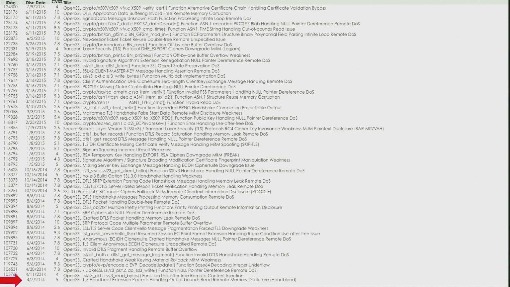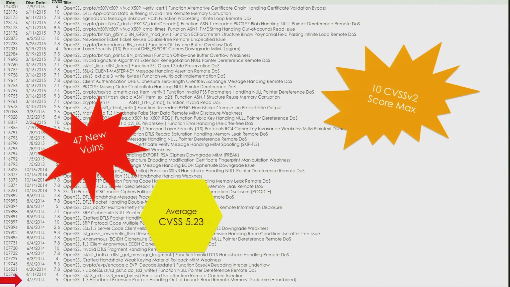Heartbleed's at the bottom, and I haven't updated this slide since last summer. There are 47 publicly documented vulnerabilities, and we'll come back to why I say publicly documented in a few minutes. The average CVSS is 5.23. Now, CVSS is on a scale of 0 to 10. 10 is the worst. 10 is remotely exploitable, no authentication required, complete destruction of confidentiality, integrity, and availability.